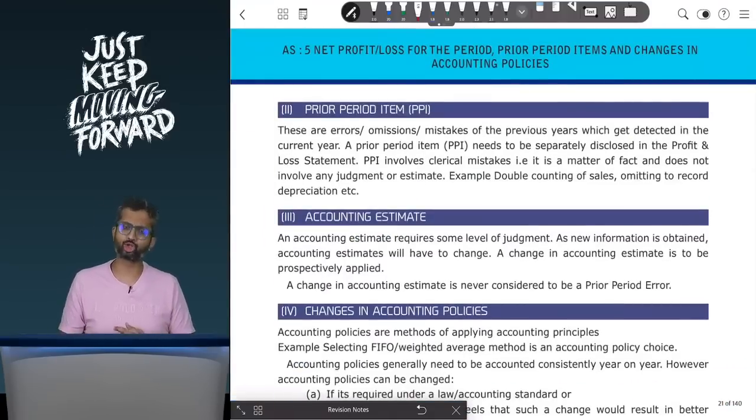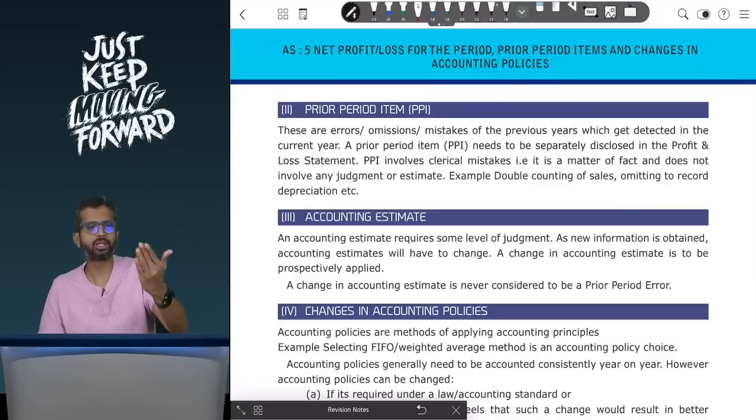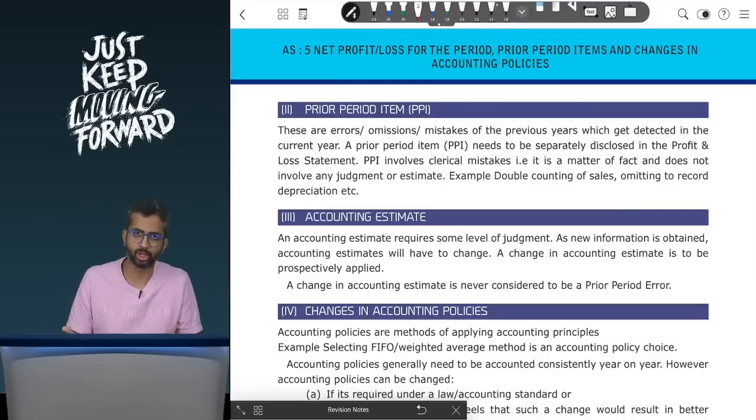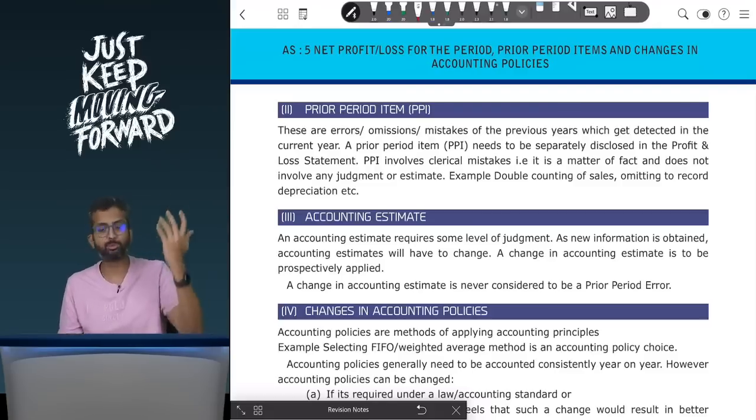Prior period items are also there. Prior period items means these are errors, mistakes or omissions that have happened in an earlier period. Like earlier there was a sales invoice which you forgot to record. This was a sales invoice of the year 21-22, 22-23. You are currently in the year 23-24. At that time you forgot to record it.